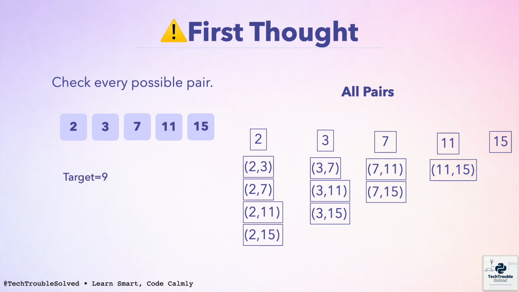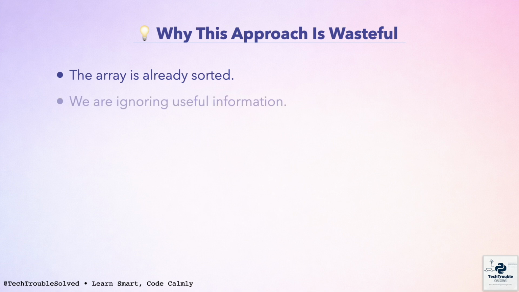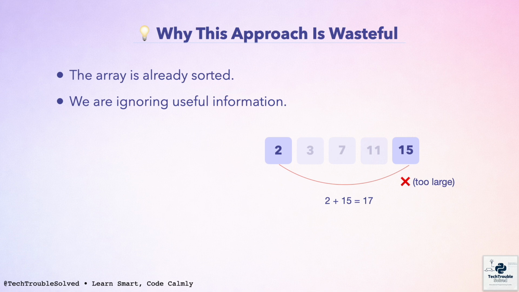This approach will eventually find the answer, but the number of comparisons grows very quickly as the size of the array increases. Because we are effectively using two nested loops, the time complexity of this approach is O(n squared). The problem with this approach is that we are ignoring an important property of the input. The array is already sorted. When the array is sorted, not every comparison gives us new information. This means we can avoid many unnecessary checks if we use the sorted order intelligently.